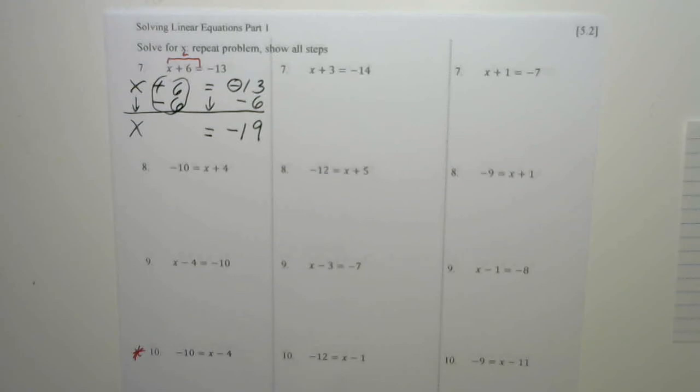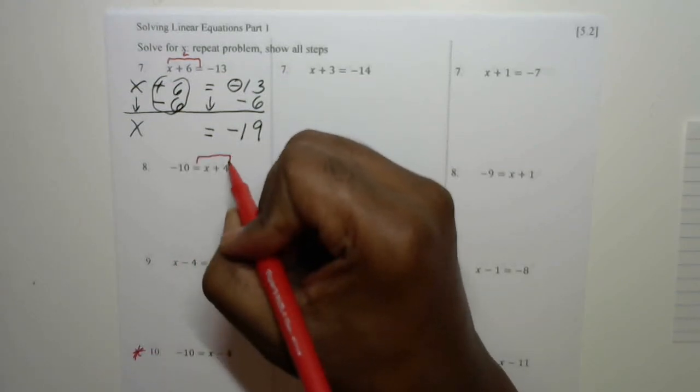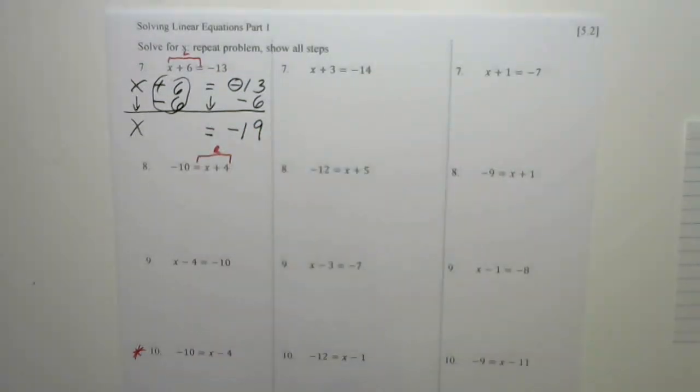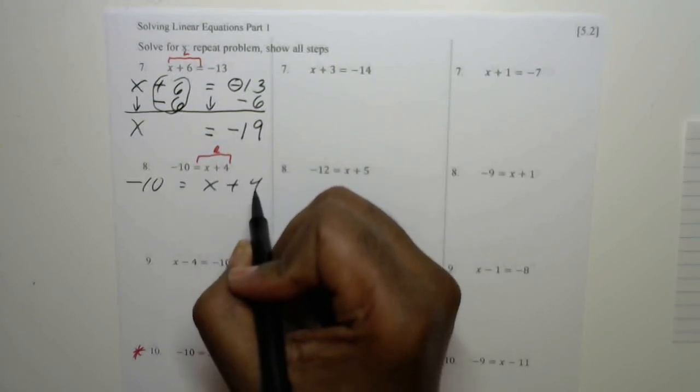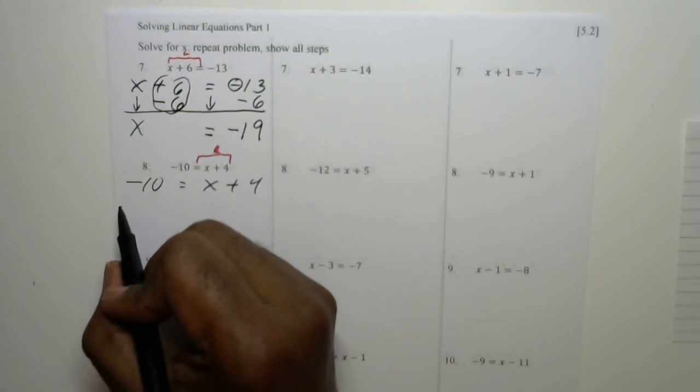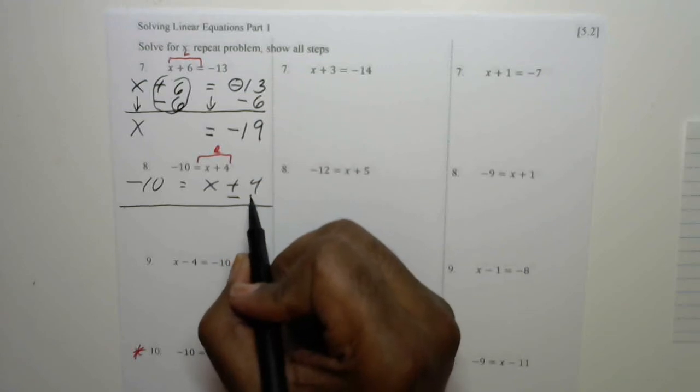Okay, next. This is a right side problem. See, the x is on the right side. So this is a right side problem. So we're going to get rid of the number on the right side. So negative 10 equals x plus 4. The right side number is a plus 4. So we're going to get rid of it by using a minus 4.